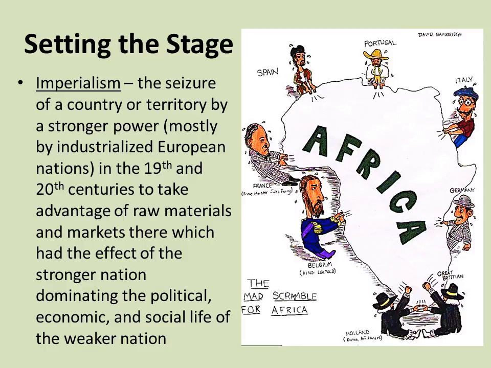Imperialism is basically, as I stated before, the seizure of a country by a stronger nation. In this case, again, the industrialized countries of Europe, Japan, and the United States in the 19th and 20th centuries. And their goal was to find more raw materials, markets for goods that they were producing in their factories, and to dominate the political, social, and economic life of the world.